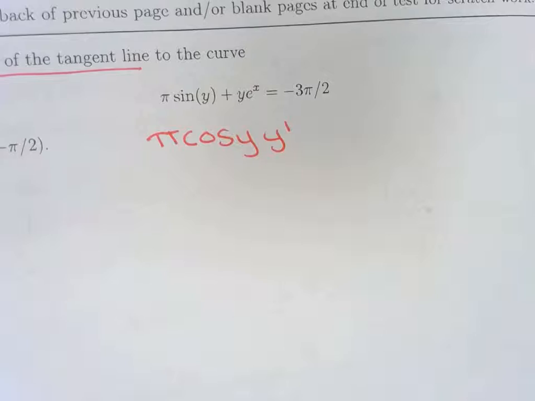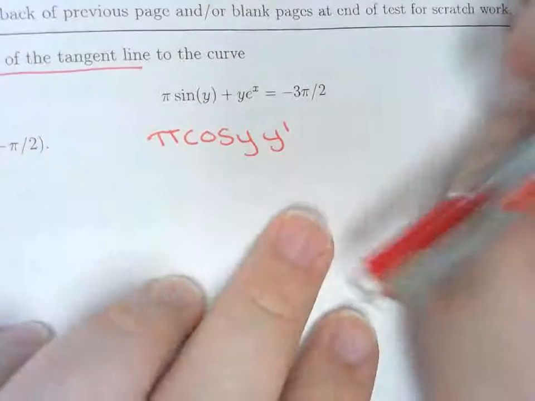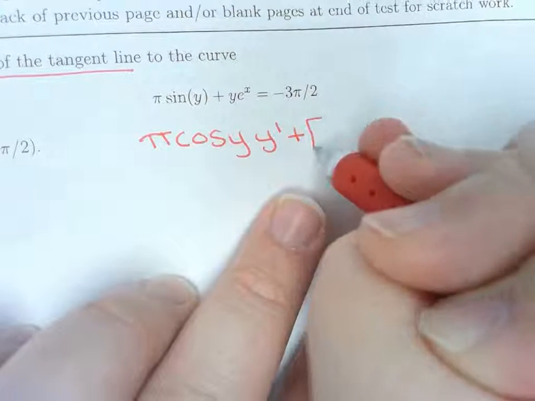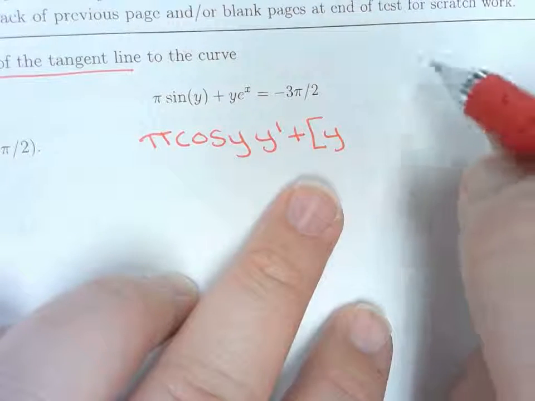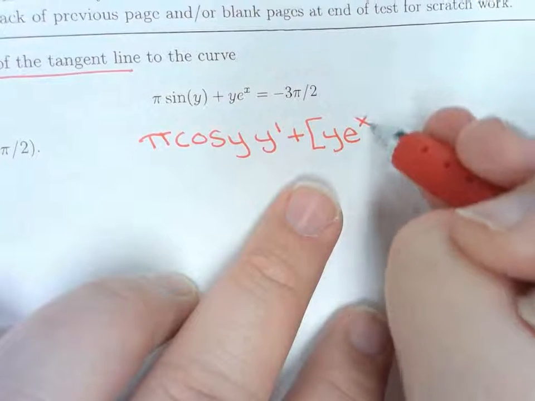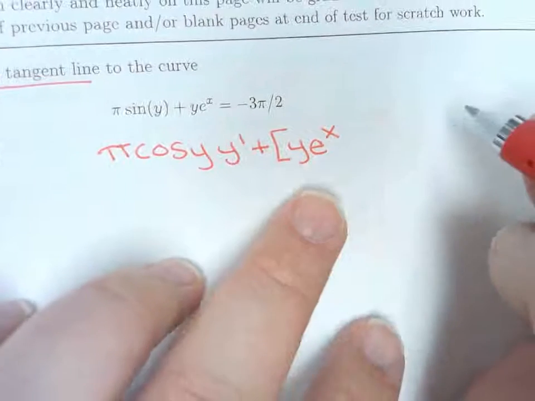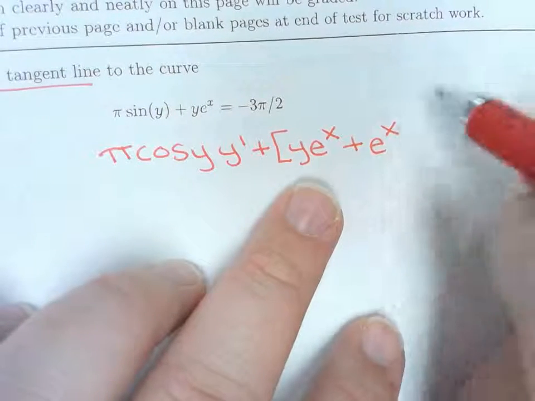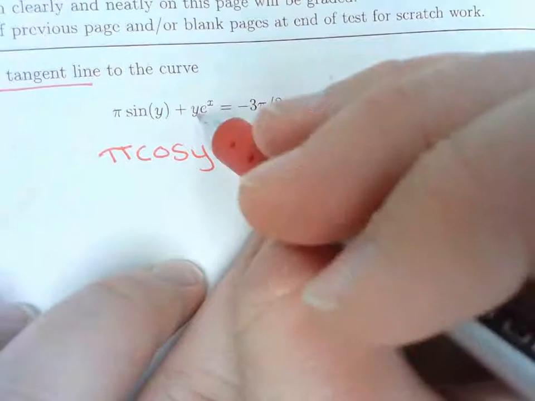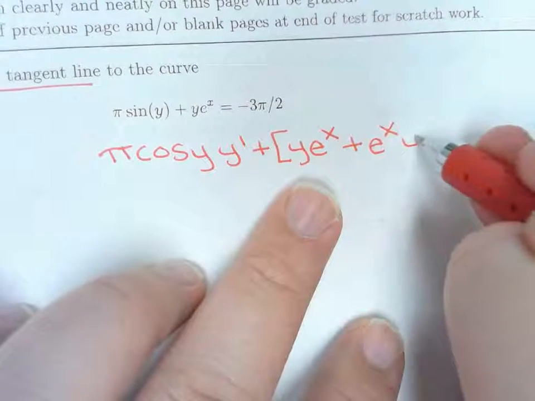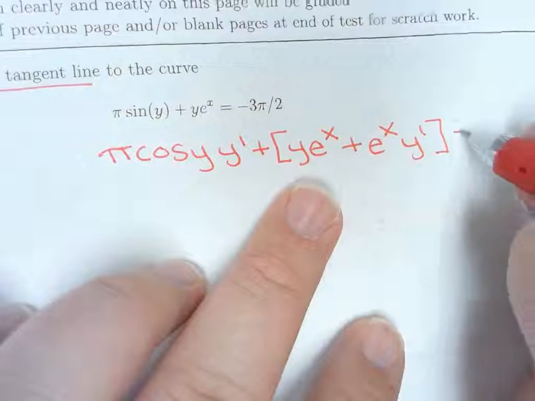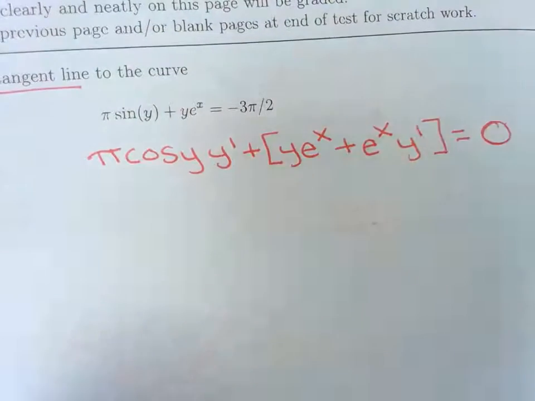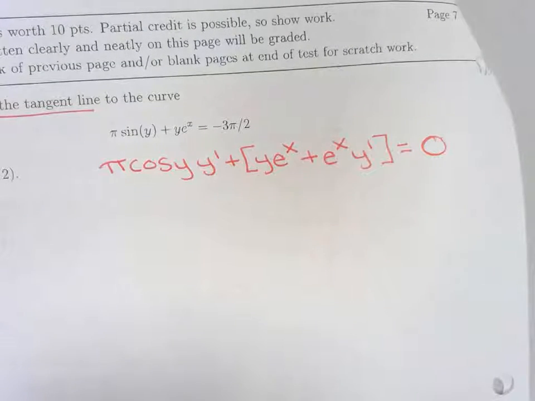Now the second, y e to the x, I'm going to have to do the product rule. So plus first y, derivative of the second, e to the x. I don't put an x prime, I only put a y prime when I take the derivative with respect to y. Plus the second, e to the x, times the derivative of the first, which is 1 y prime. So y prime equals derivative of negative 3 pi over 2, 0. Don't forget, derivative of that side.